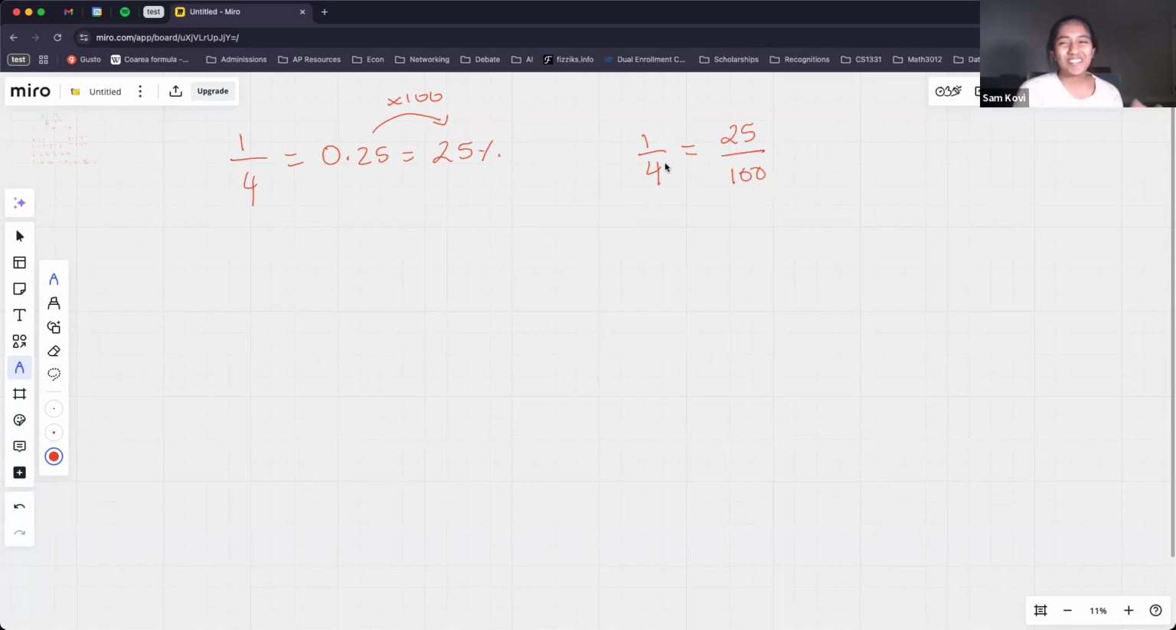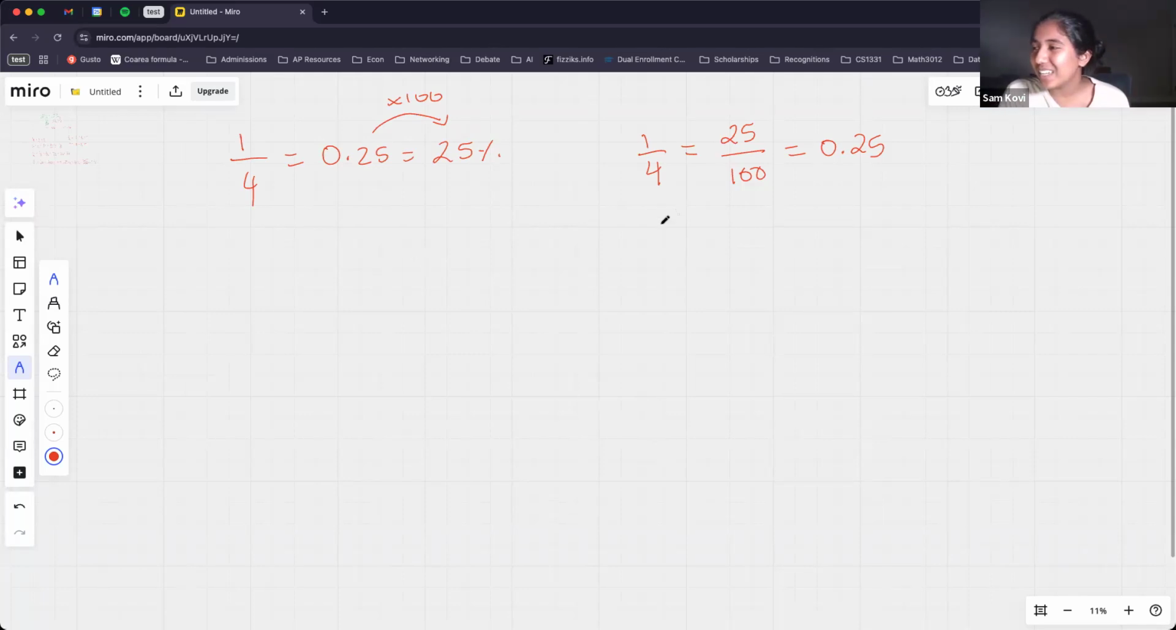Do you guys see where that comes from? Why that's correct? Yeah? Okay, awesome. And so 25 over 100 we can write as 0.25, because remember, anytime we divide by 100, we just move over two decimal places. For those of you who don't see why 1 over 4 is equal to 25 over 100, all we're doing is multiplying both the numerator and the denominator by 25. So that's still an equivalent form.